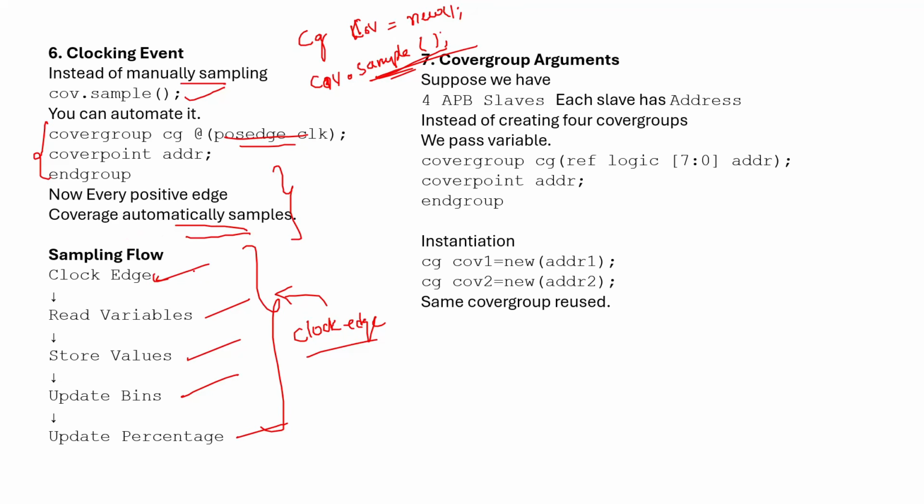What is my clock edge? Is that posedge or negedge? Okay, it will check that. Then it reads the variables. Okay, I need to read my variables and store the variables in the bins. We need to store the variables and then update the bins and then update the percentage. Okay, in this way we are checking whether your coverage is meeting 100% or not.